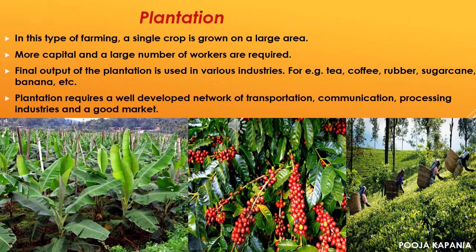Plantation is also a type of commercial farming. In this type of farming, a single crop is grown on a large area. The plantation has an interface of agriculture and industry. That means it is the main connection and the centrifugal point which connects agriculture and industry together.